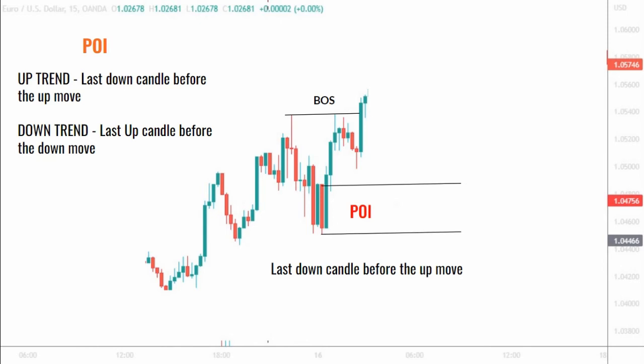Now in a downtrend, it's gonna be the last up candle or the last green candle before the down move. So the last green candle before the red candles or the down move that made the break of structure. So that is how you identify your POI. It's quite simple and it works all the time for sniper entries.